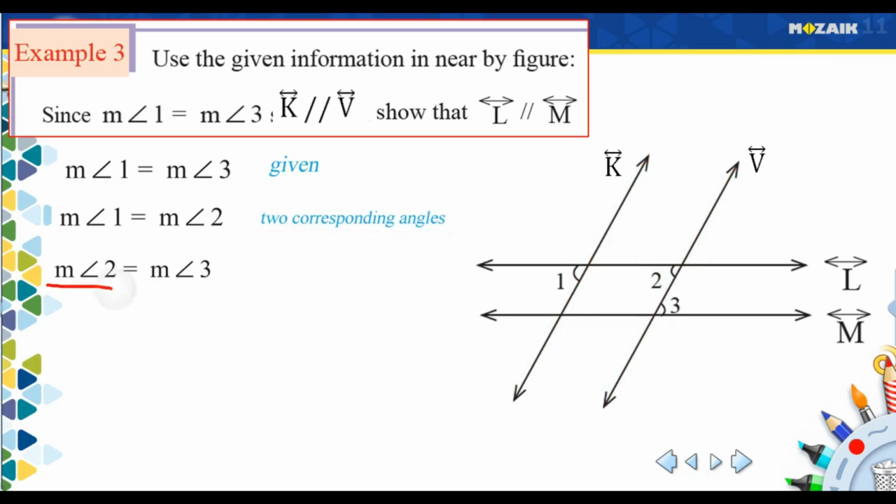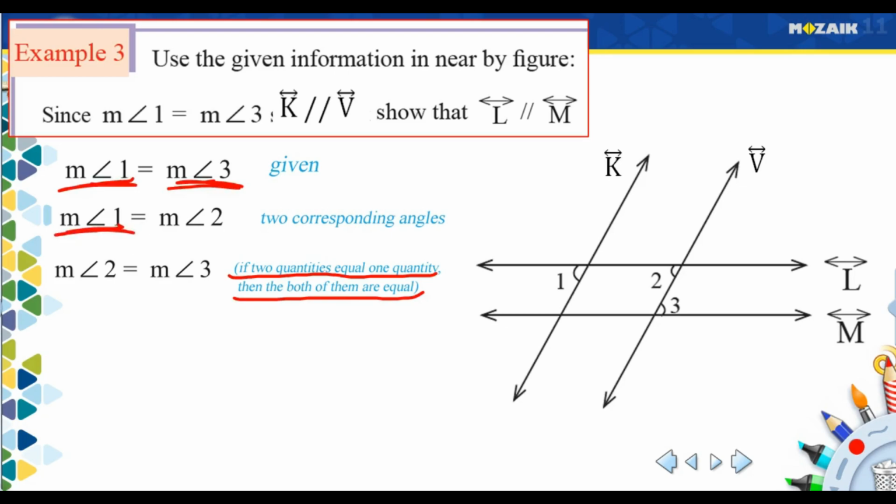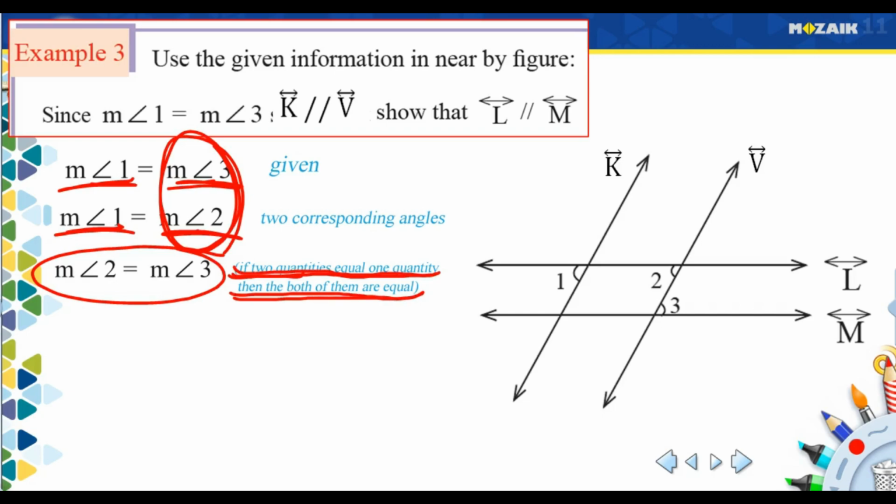Measure angle 2 equals measure angle 3, because if two quantities equal one quantity, then both of them are equal. Measure angle 1 equals measure angle 3, and measure angle 1 equals measure angle 2. That means measure angle 2 equals measure angle 3. If two quantities equal one quantity, then both of them are equal.